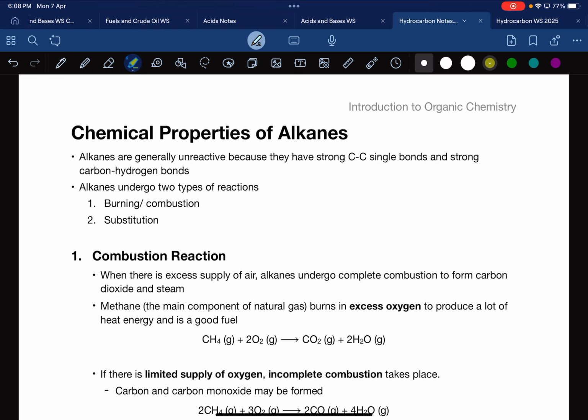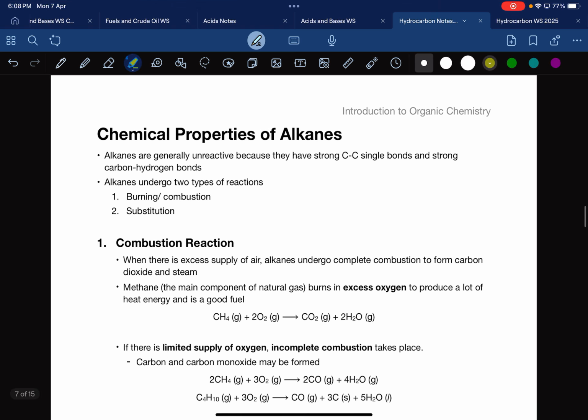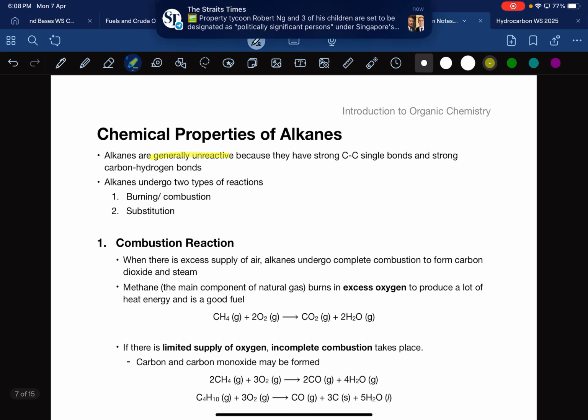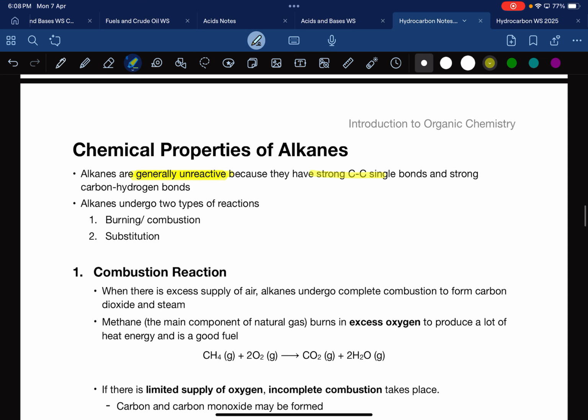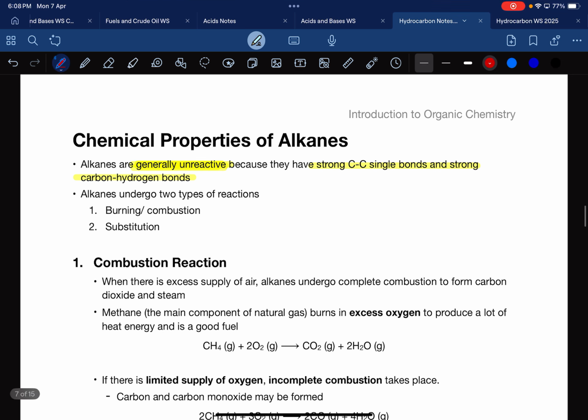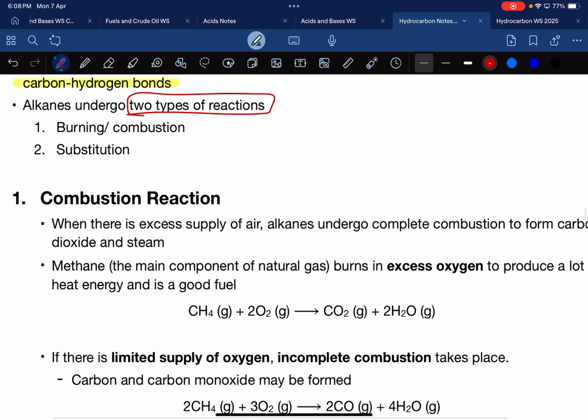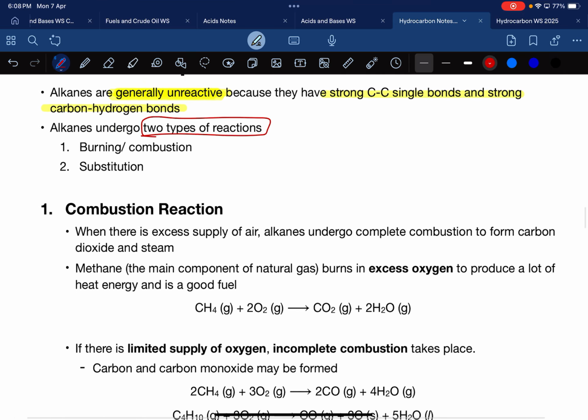Very good. Okay, so chemical properties. Generally unreactive. Please take note of this. It is a very important question. Generally unreactive because they have very strong C-C bonds and very strong carbon-hydrogen single bonds. But they do undergo two kinds of reactions: combustion and substitution.